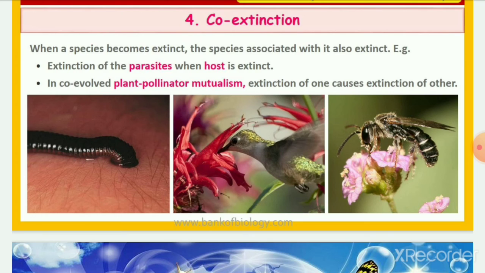So in the same manner, this is a term which is known as co-extinction. Okay, so when a species becomes extinct, the plant or animal species which is associated with the same species will also become extinct.